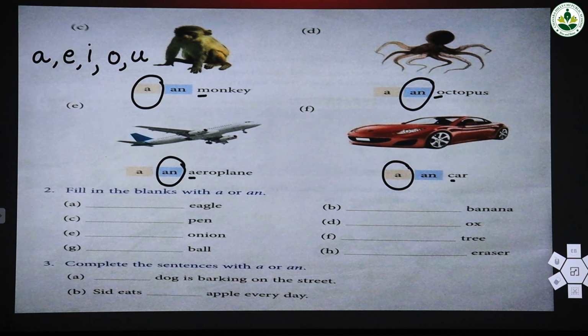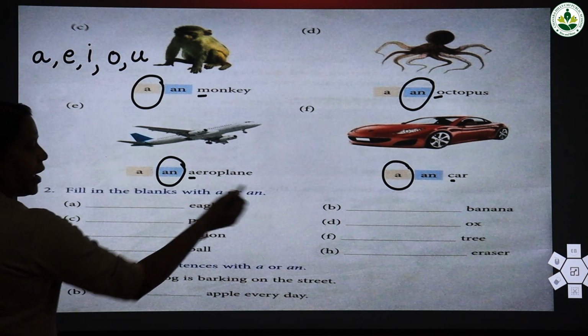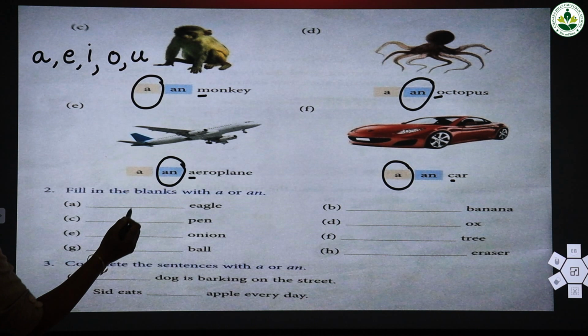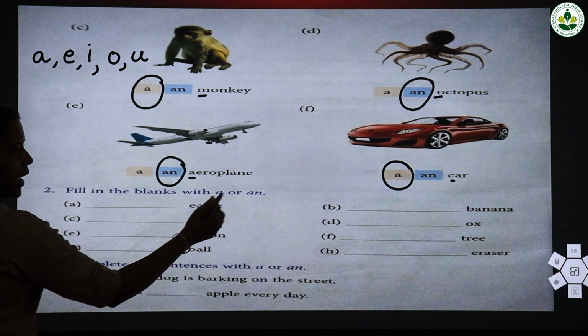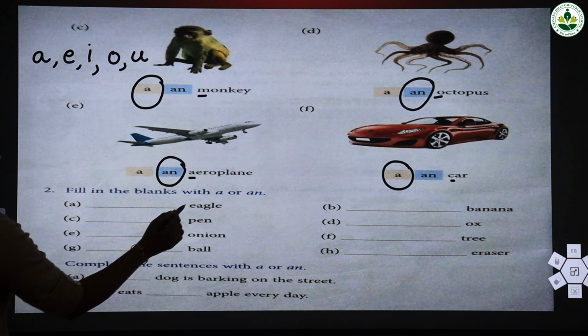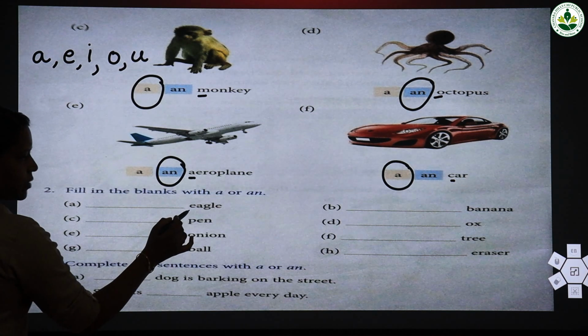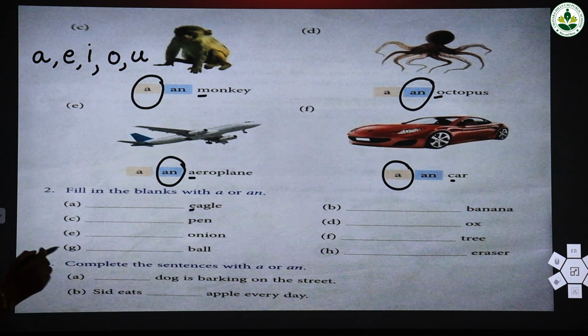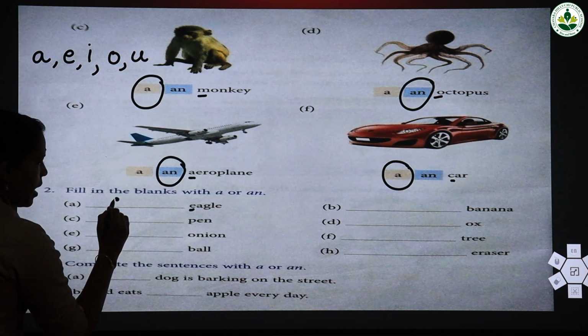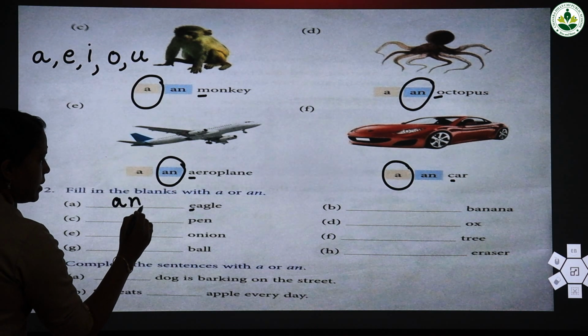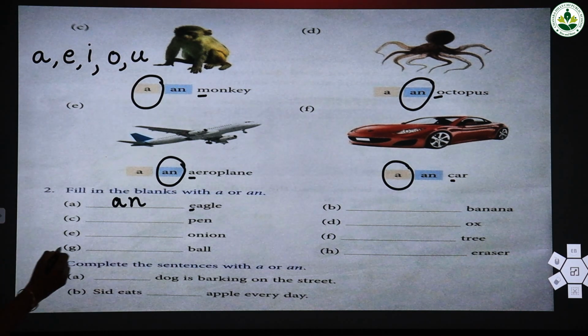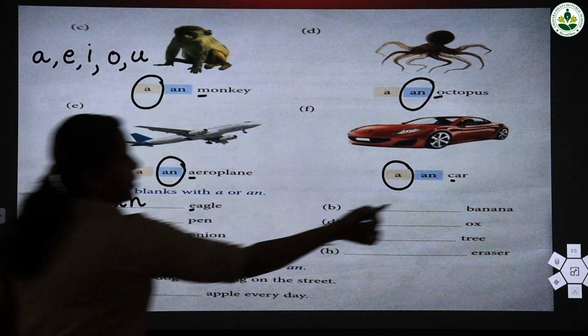Do the exercises with me. All of you take your textbook. Are you writing with me? Okay, good children. Then the next one is fill in the blanks with a or an. Look at the first one. Dash eagle. Look at the first letter. Vowel. So what do we want to write? An eagle. Right?